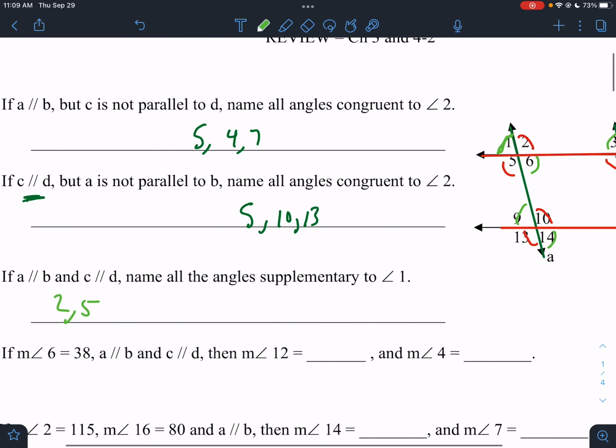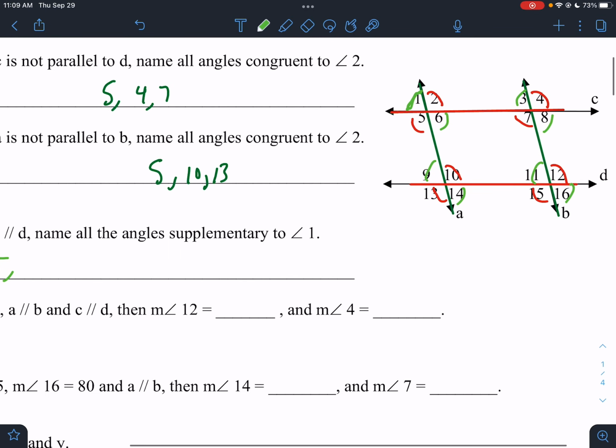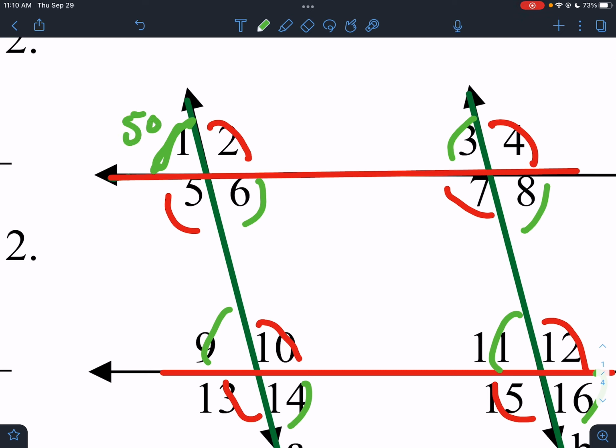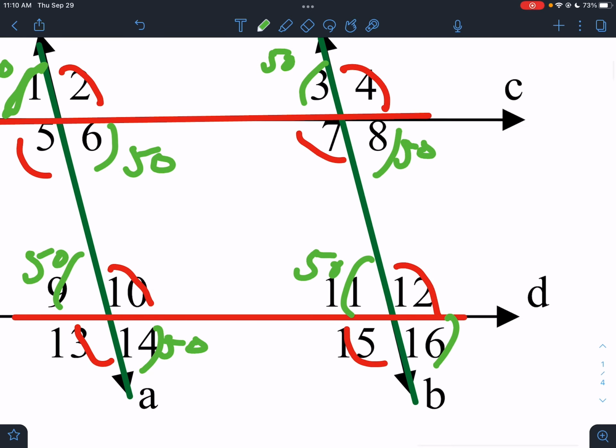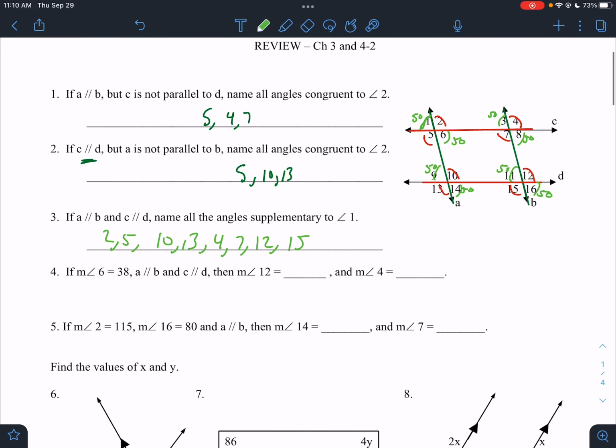That means 2 and 5 are supplementary. Look at those. 2 and 5 are both linear pairs. That means 10 and 13 are both supplementary. That means 4 and 7 are supplementary. That means 12 and 15 are supplementary. All those red ones will be supplementary, right? If this is 50 degrees, all of these are 50 degrees. That means all the other ones are 130. So yeah, they're all supplementary.